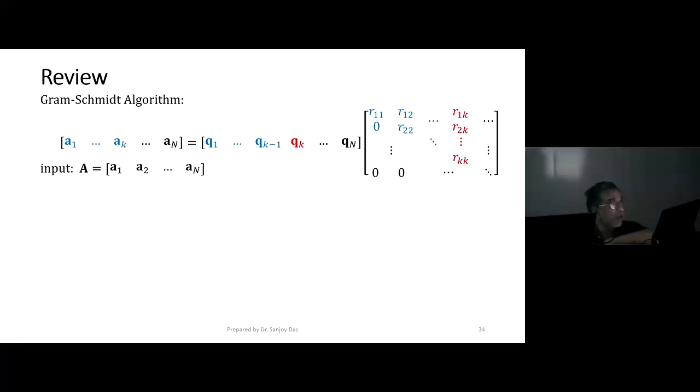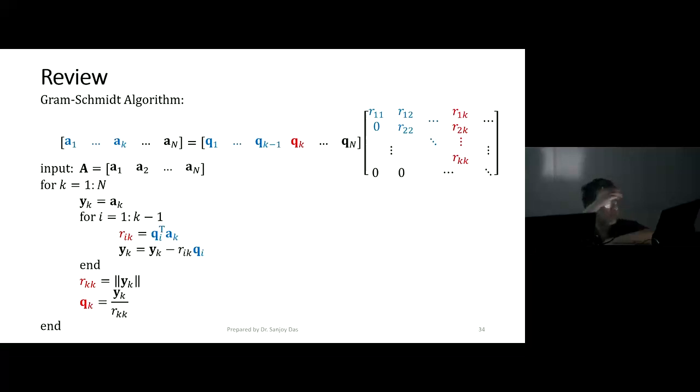And the Gram-Schmidt algorithm we just saw. The blues are what's known. Only Ak is being used, and Q1 through Qk minus 1, which are knowns, are also being used. All Qi from 1 through k minus 1 are being used here, and then we are finding out whatever is in red: Rik and these two.